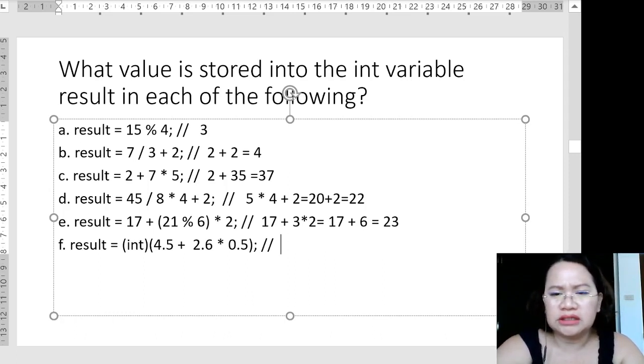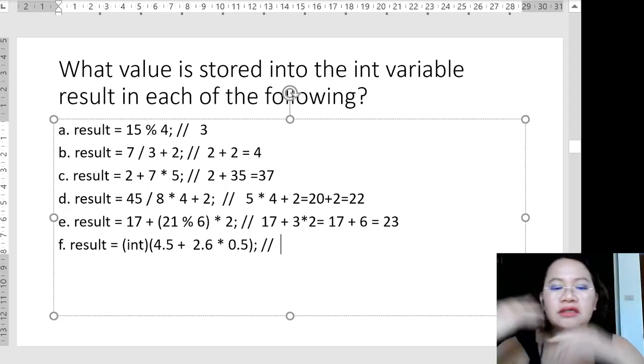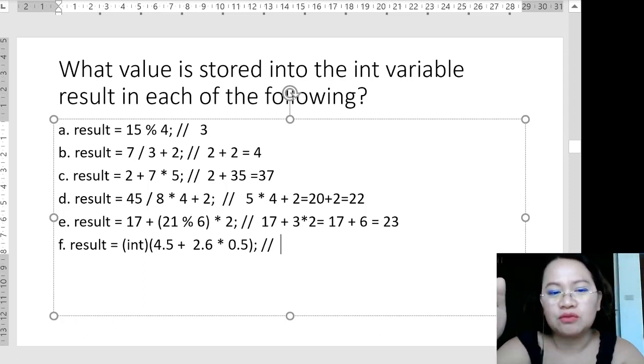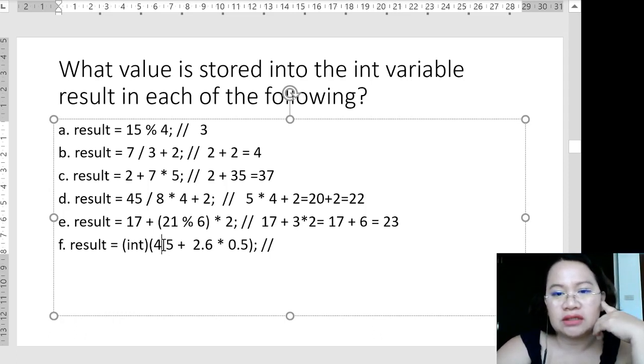And then finally, for letter F, these are all of type double. So even if they are all double, the precedence rule still applies. Now, you notice it has a typecast. So first, we need to do the operation. The typecast, like anything enclosed in parentheses, is done last. In this case, we do the computation first on the right side, and we will do the typecast last.